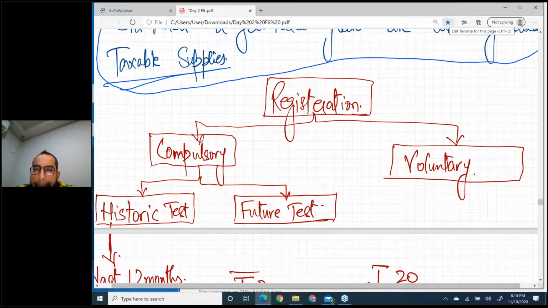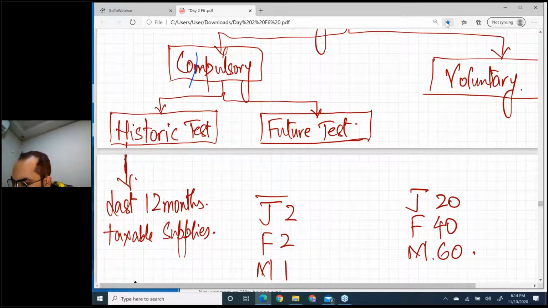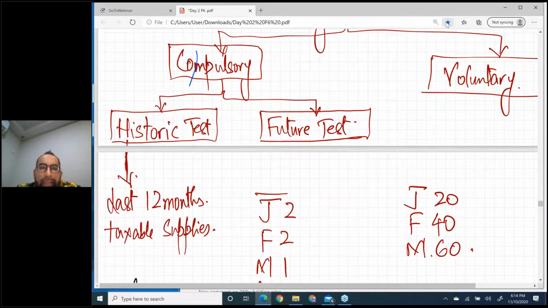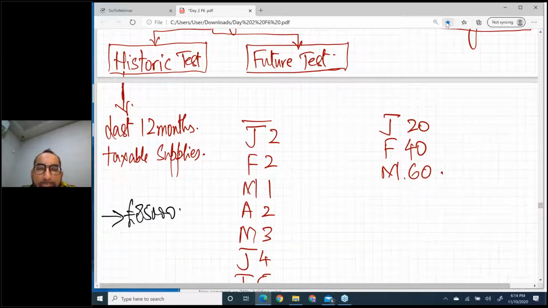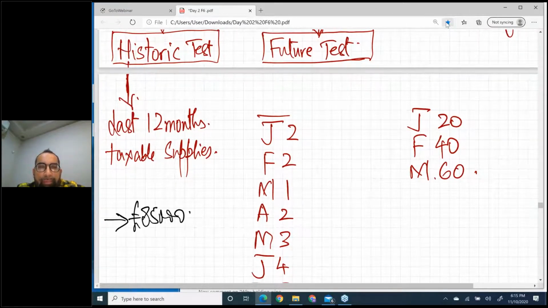First of all, we are doing compulsory registration. For compulsory registration, there are two tests. Look at here. One is the historic test and the second is the future test. Okay. Now, what is the historic test?